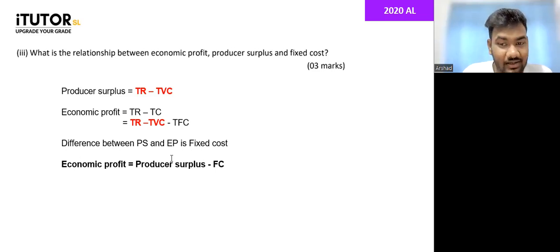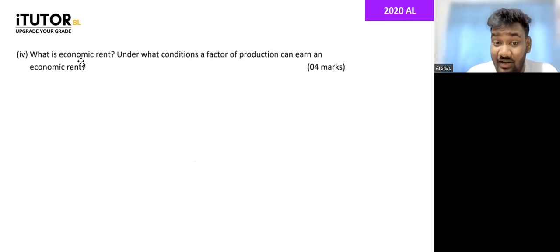No problem at all. But it's only a 3-mark question, so you don't have to write pages and pages. Moving to the next. What is economic rent? That we learned already. So what is economic rent? Economic rent is what a factor of production earns above the minimum that he expects.